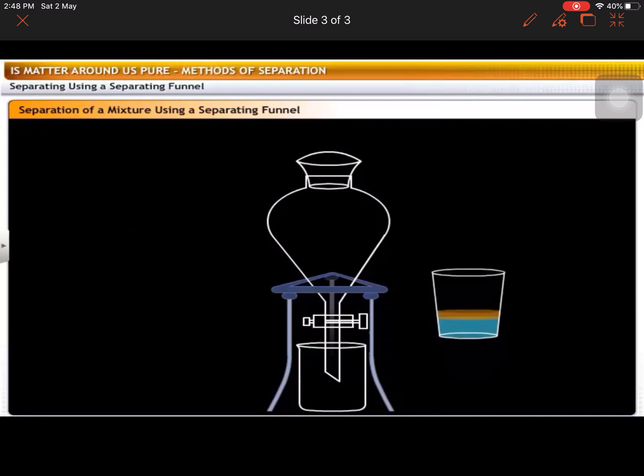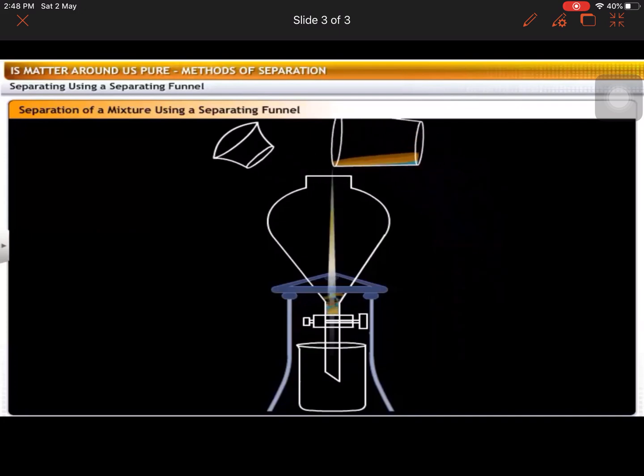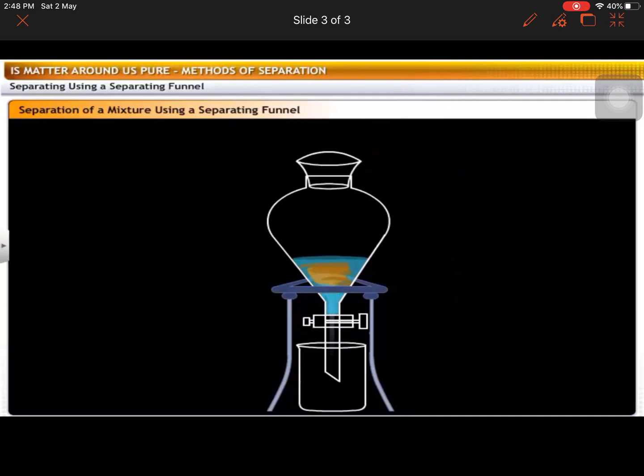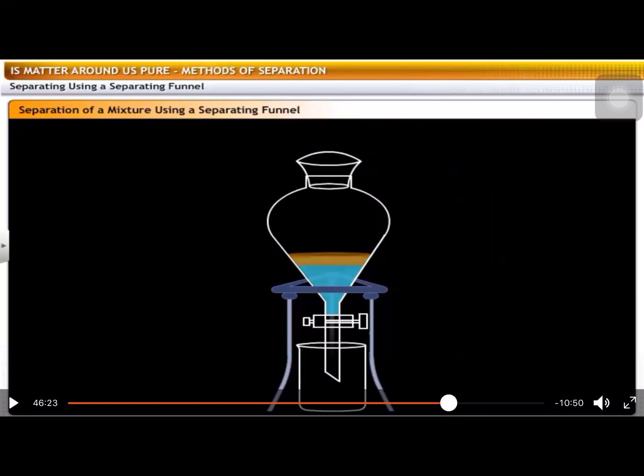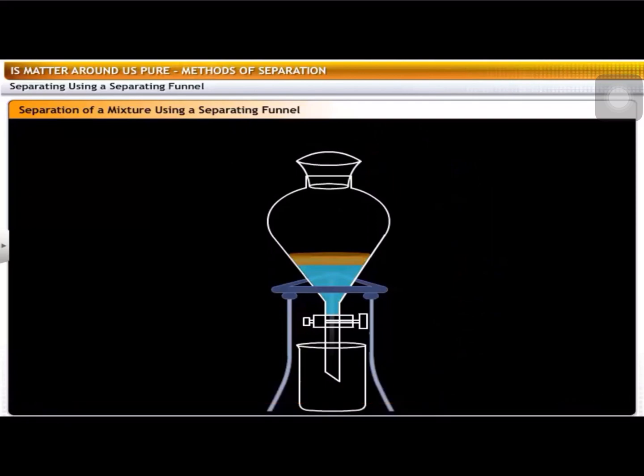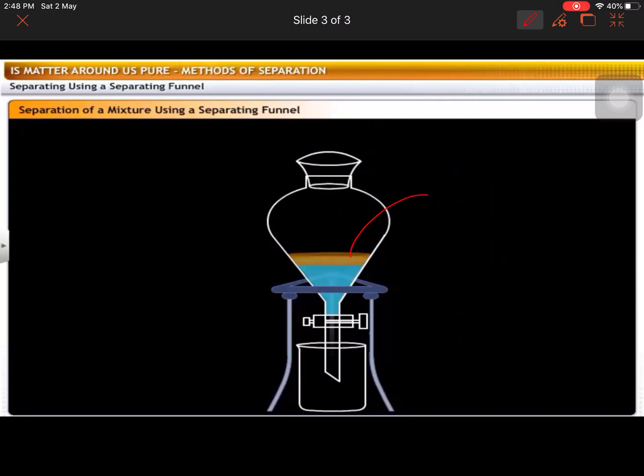Pour the mixture into the separating funnel with the tap closed. Let the mixture stand undisturbed for some time. See, oil is always over the water surface. As you can see here, the upper layer is oil, and the lower layer is water.